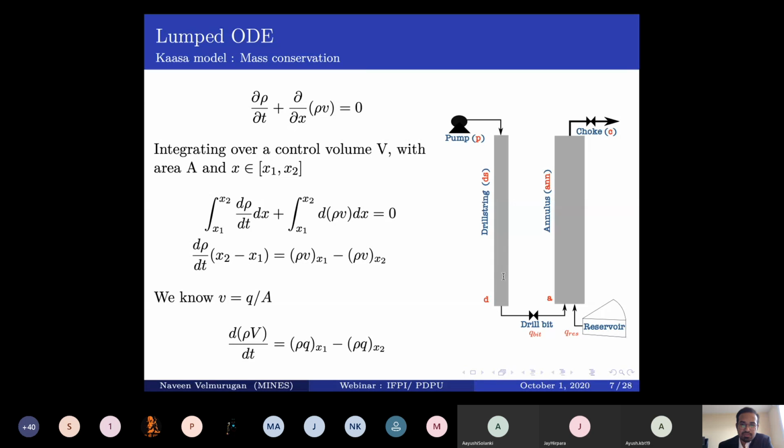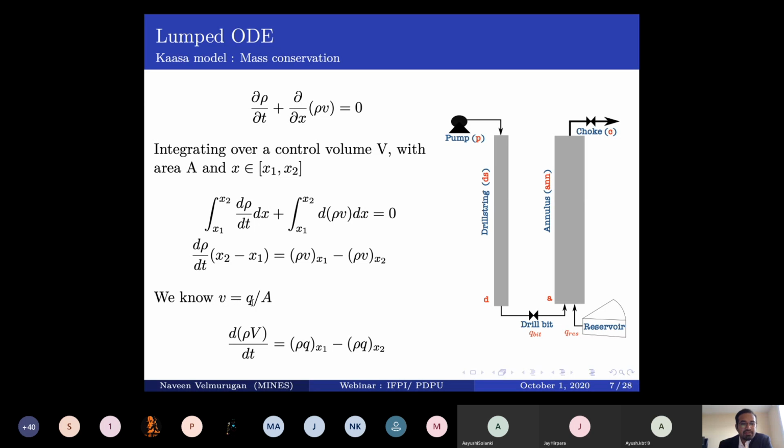If you consider this as the control volume, the volume of this particular pipe is given by V, area A, and the x1 extends from top to bottom. When you integrate, you can get this function, and you have a difference between what goes in and what comes out. Here, rho is the density of the fluid, v is the velocity that passes through this particular control volume.